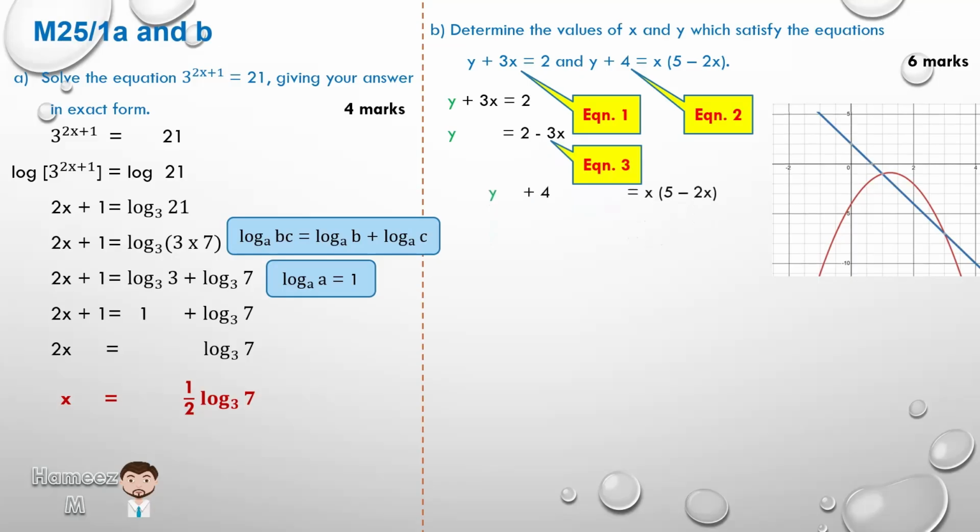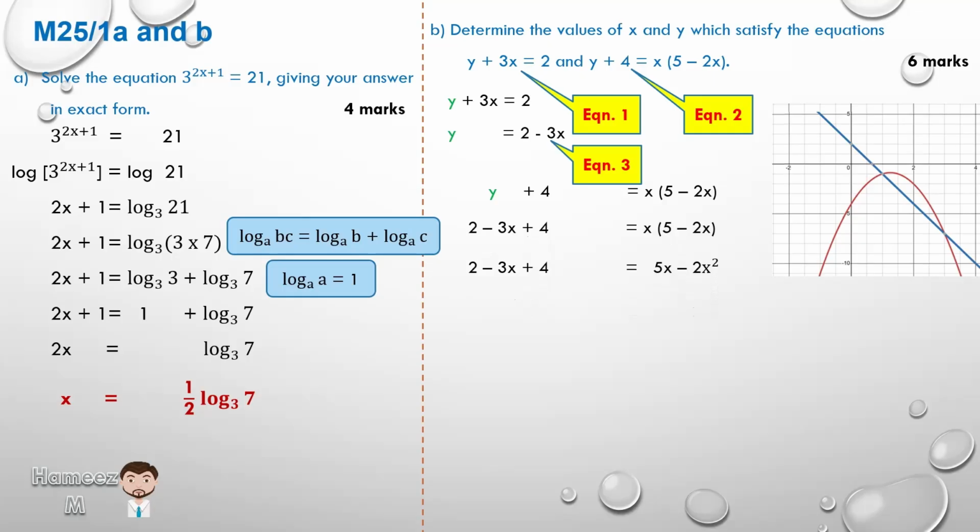So let's write equation 2. y + 4 = x(5 - 2x). And we have y in a different color, just for ease for you to be able to identify it. And we're going to substitute for y, because in equation 3, we know y = 2 - 3x. As such, 2 - 3x + 4 = x(5 - 2x). And now we can expand. So on the right-hand side, we'll have 5 times x is 5x minus 2x squared.